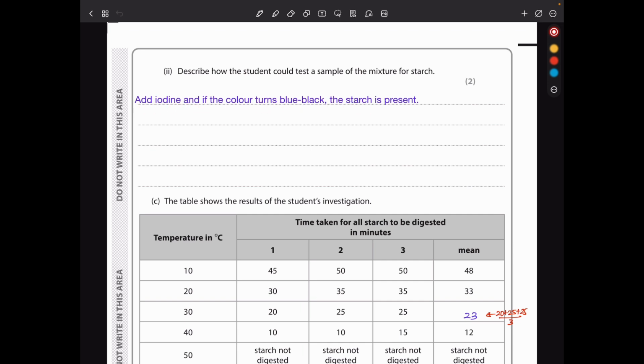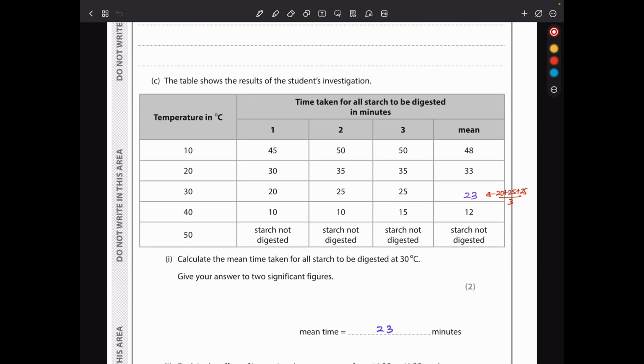If it turns blue-black, then starch is present. Next, they say the table shows the results of the student's investigation. So we see the temperature variations and the time taken for the starch to be digested for the different experiments. So they're asking us to find this mean value here.